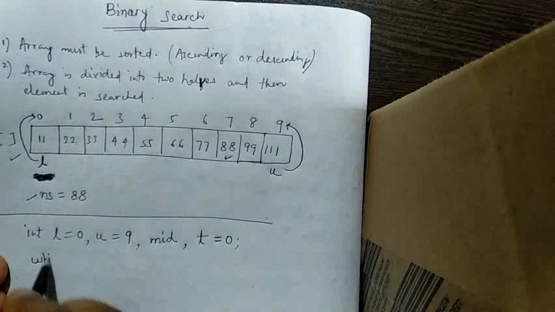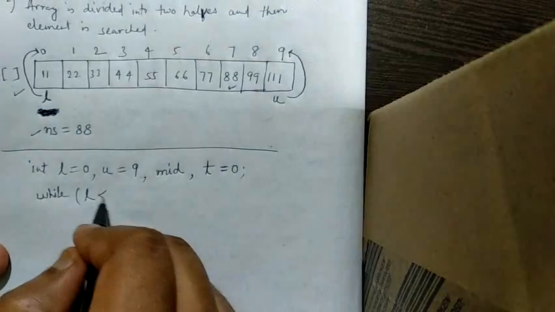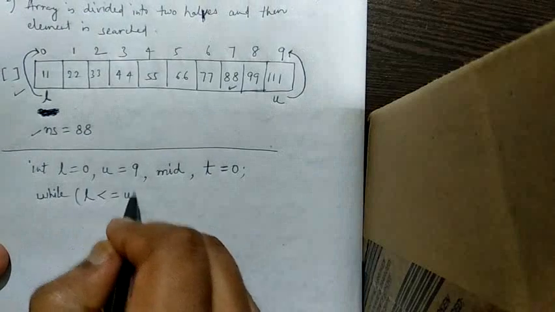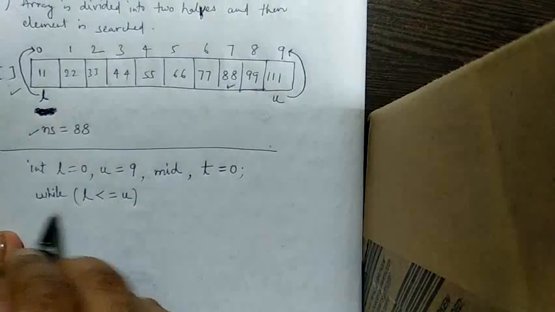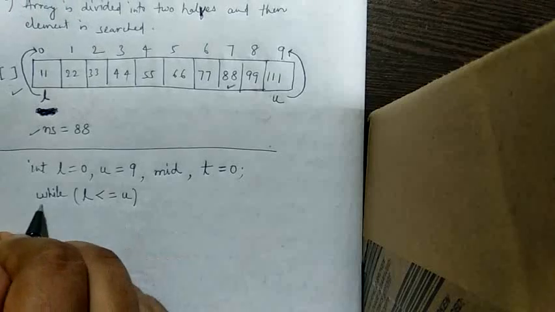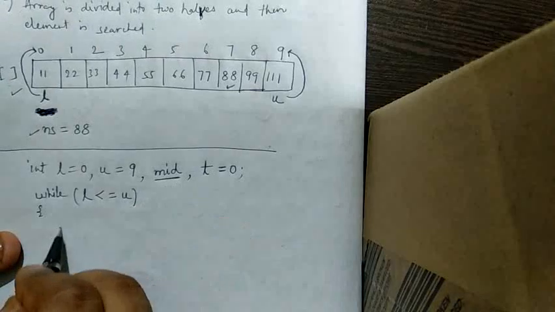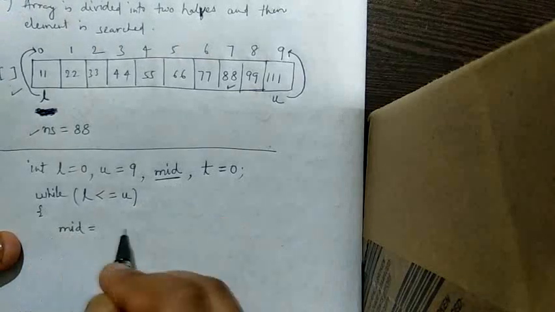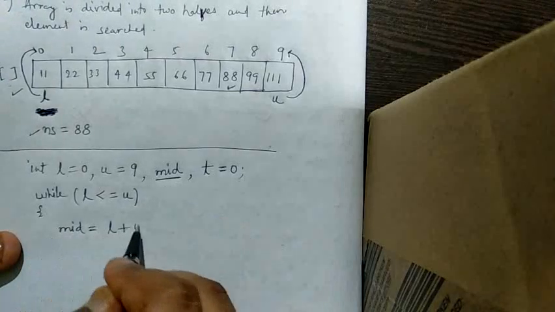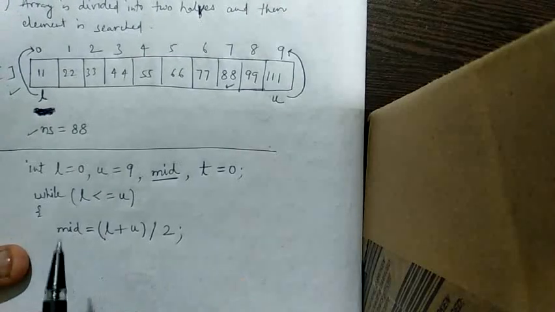While L is less than or equal to U, till this condition remains true, this loop will run. So now first thing we have to find is the mid value. So mid, we will write (L plus U) divided by 2.